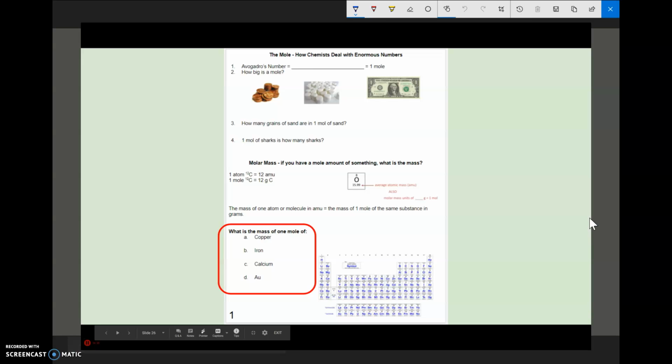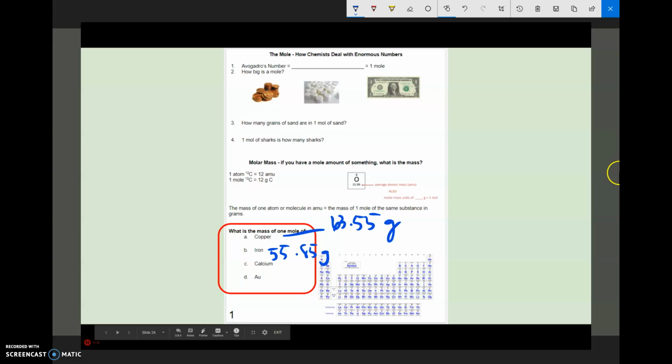All right, so go ahead and do these 4 right here. Find the molar mass of copper, iron, and calcium, and then come back and double check. Okay, so really fast, copper is 65.33 grams. Hopefully you found that. Iron is 55.85 grams. Calcium is 40.01. Just kidding, 40.08 grams, and gold is at 190.